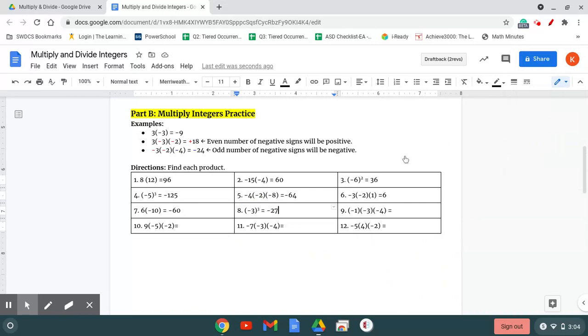All right, number 9. Hopefully you can do this one without showing work since it's just times 1. Negative 1 times negative 3 is going to be, actually first let's think about this. Is this going to be positive or negative? Hopefully you said negative because we have 3 negative numbers. Our answer is going to be negative. Negative 1 times negative 3 is positive 3. Positive 3 times negative 4 is negative 12.